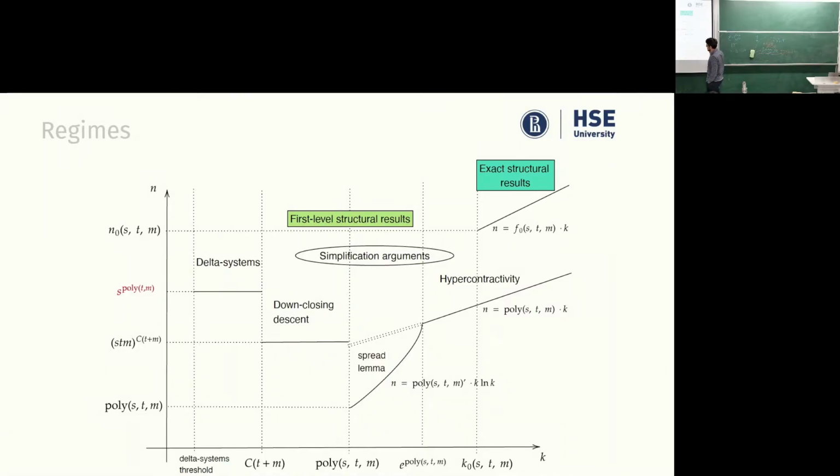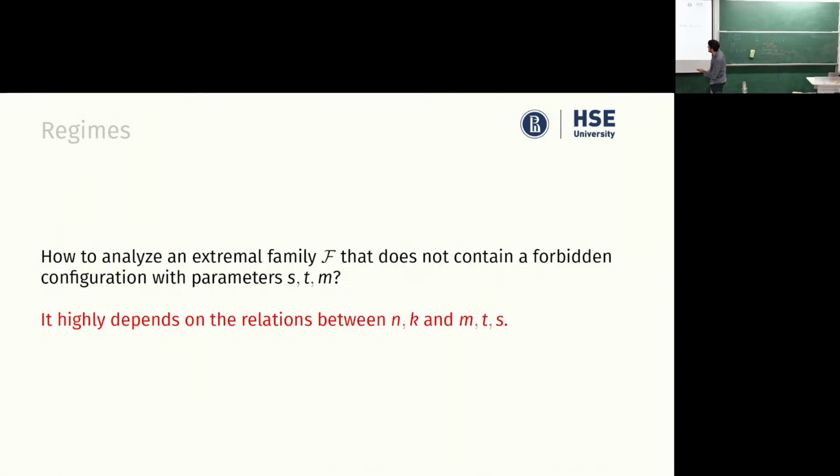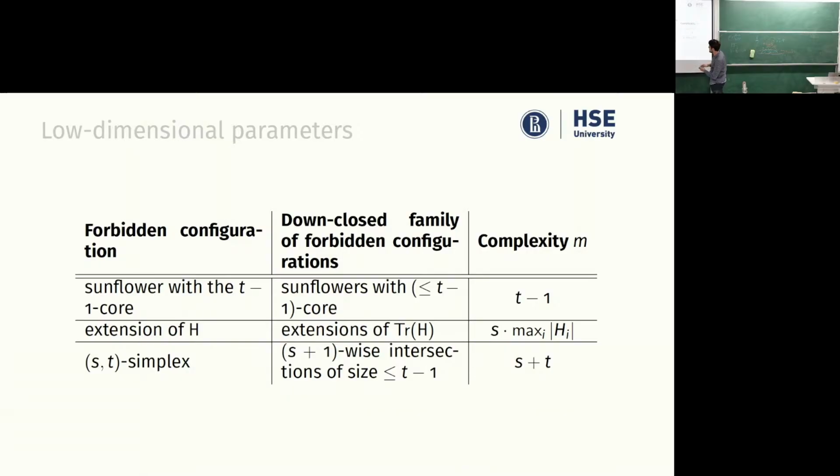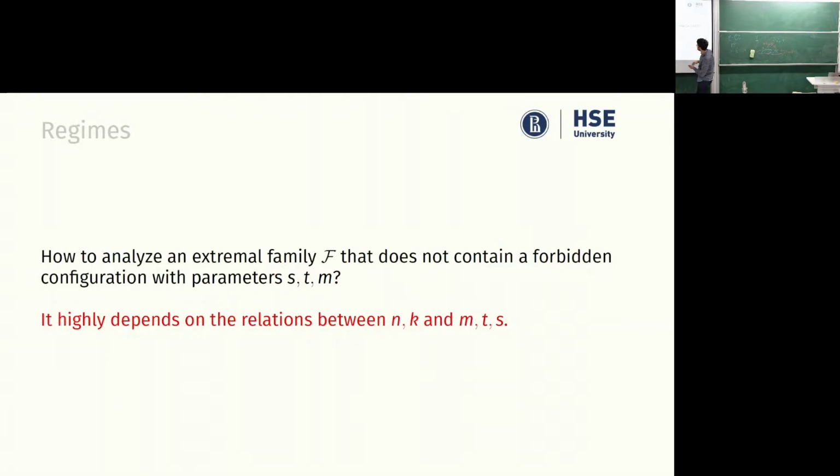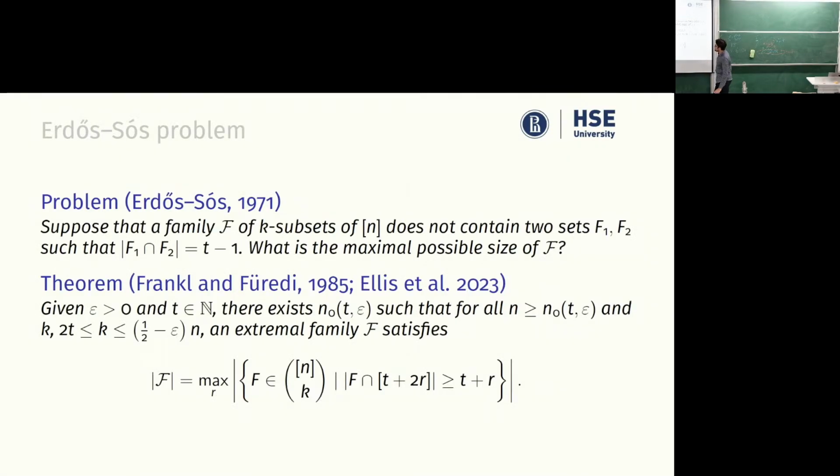So there are a lot of regimes, and you should use a lot of different techniques to prove these results. Either approximate, so prove Füredi and Frankl results with first level approximations, or exact. So let us, for example, return to the Erdős-Sós forbidden intersection problem.